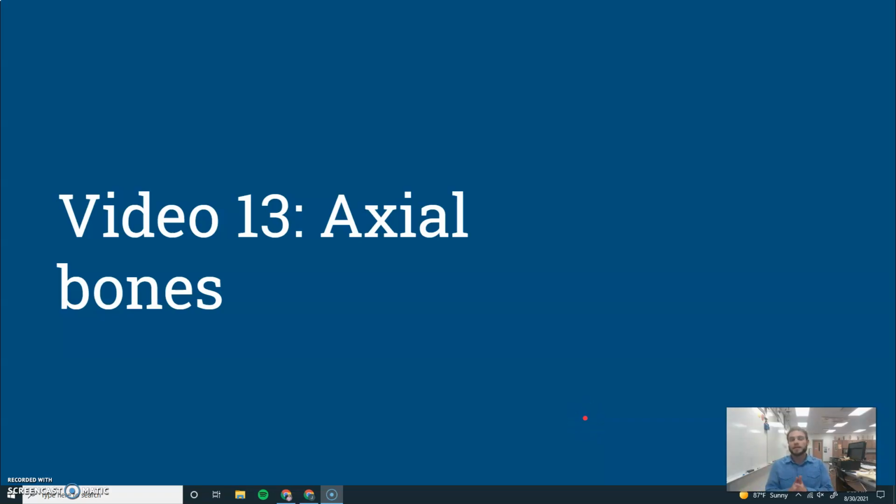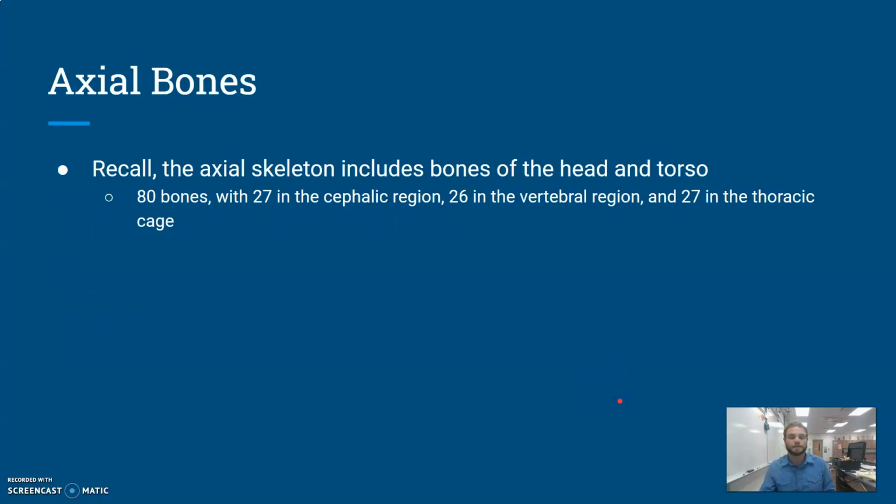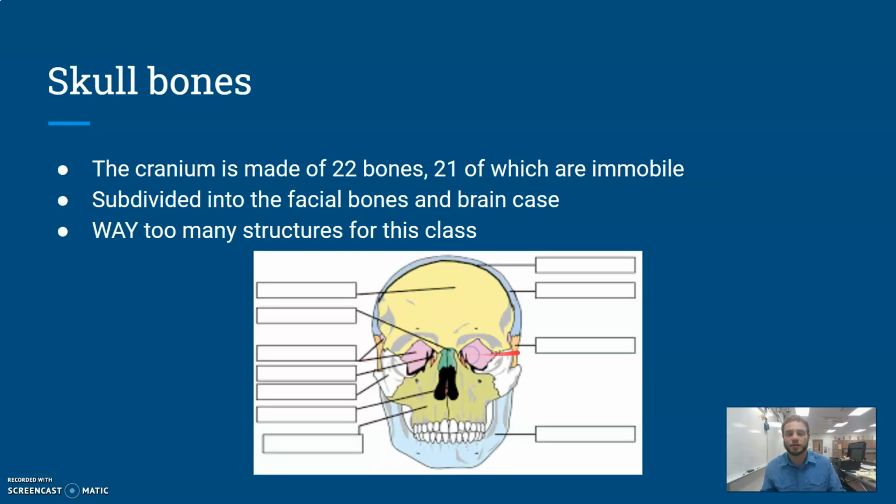Today we get to take a look at your axial bones. These are probably more so what you were expecting when you heard that we were going over the skeletal system unit. So we're finally starting to get into some of those 206 bones that you have in your body. So we're focusing on axial bones today. Remember, your axial skeleton is going to be everything in your cephalic region plus the torso, so head and torso. So you have about 27 bones in the cephalic region, the head as well as the associated bones, about 26 in the vertebral region, and then another 27 contributing to your thoracic cage.